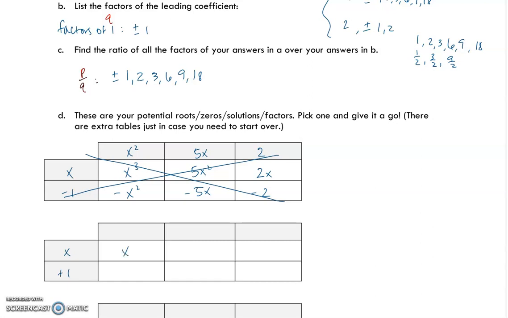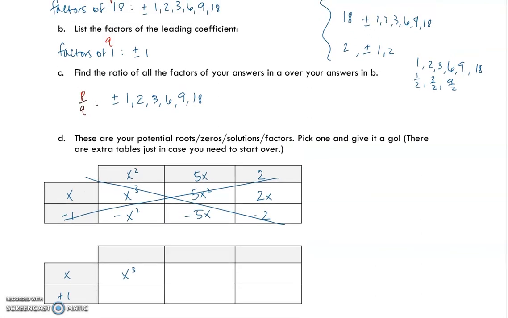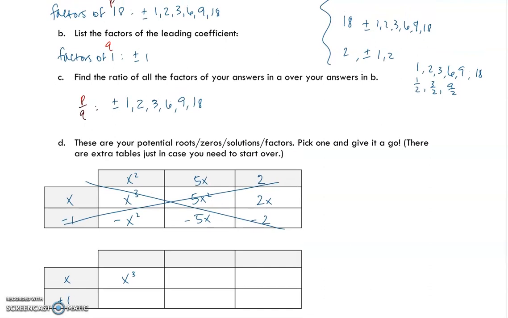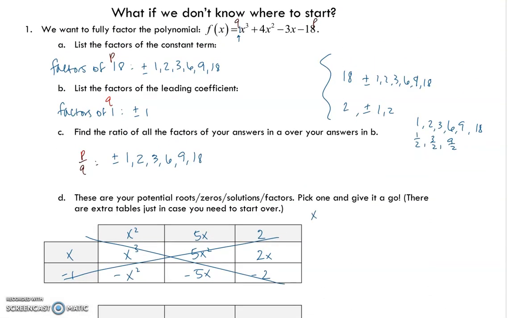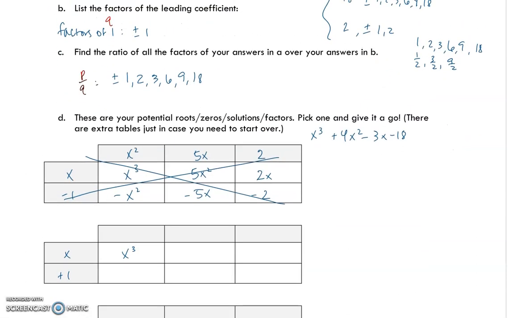So then x cubed goes here again. Here I'm going to rewrite my polynomial so I can see it. I've got x cubed plus 4x squared minus 3x minus 18. So, okay. X cubed, x squared. So I've got positive x squared, positive 4x squared. So this is 3x squared. So 3x squared and x is 3x. And then, let's see, so 3x times 1 would be 3x.